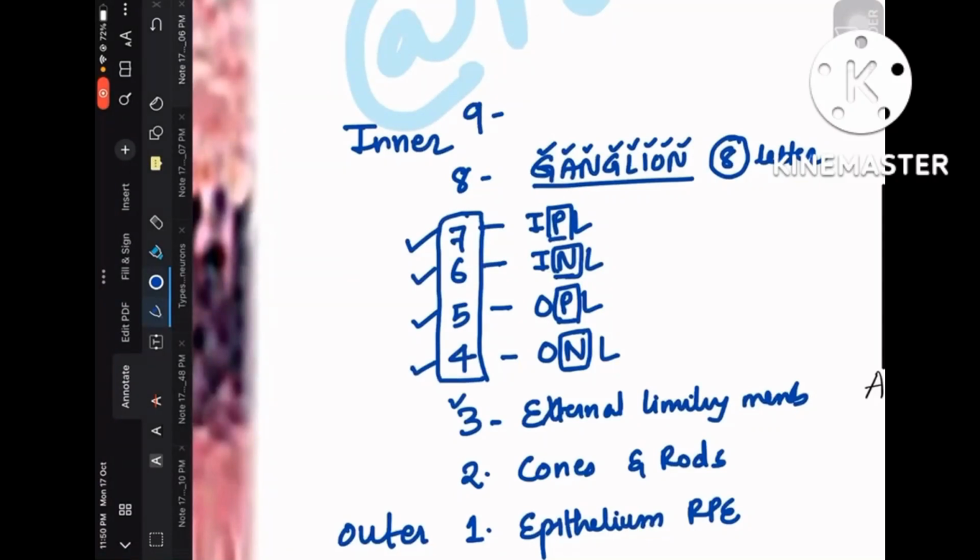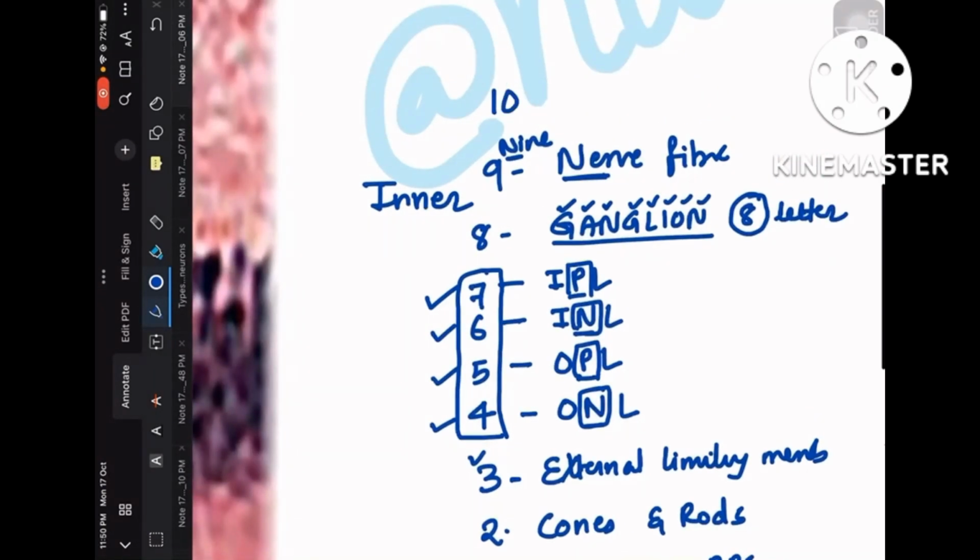And 9th is nerve fiber layer, right? So 9 is for N, nerve fiber layer, and 10th is the innermost, right? So that is internal limiting membrane.